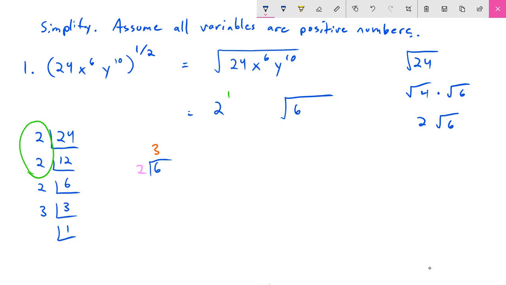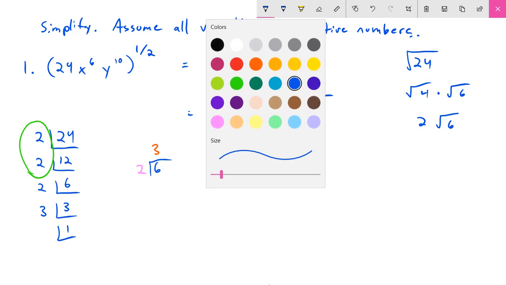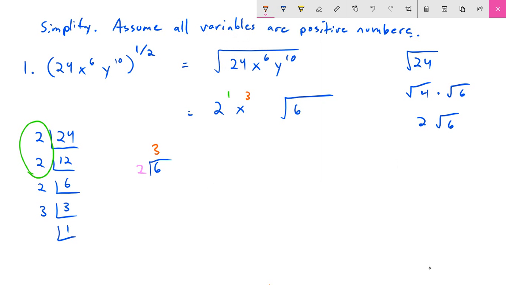X to the 3rd power where? On the inside or outside? Outside, right. The whole point of dividing right there is to show us what's going to be on the outside. X to the 3rd is going to be on the outside. Was there any remainder when we divided 6 by 2? So there's no remaining x's on the inside. So that's it right there. That takes care of the x's.